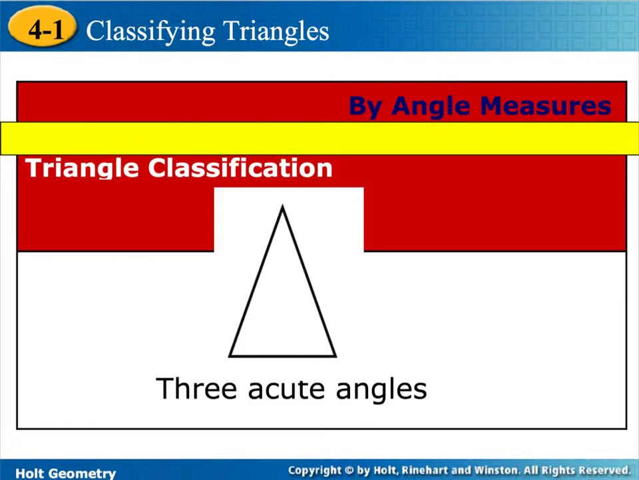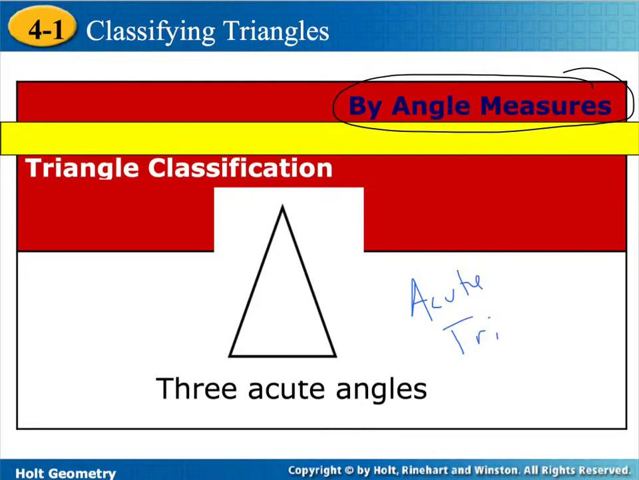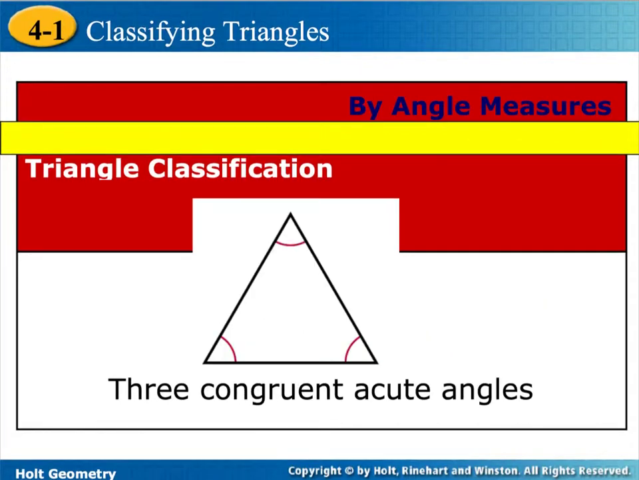The first classification that we have here is going to be by angle measures, as you can see at the very top. We know that if we have three acute angles on a triangle, it is going to be known as an acute triangle. Three acute angles means it is an acute triangle. That's number one.